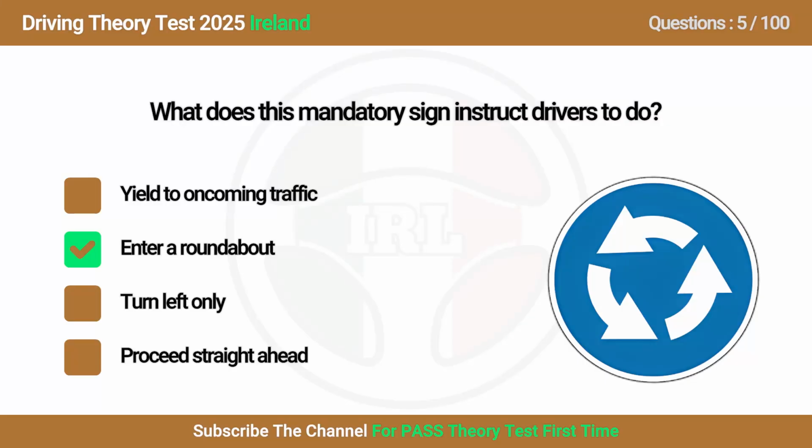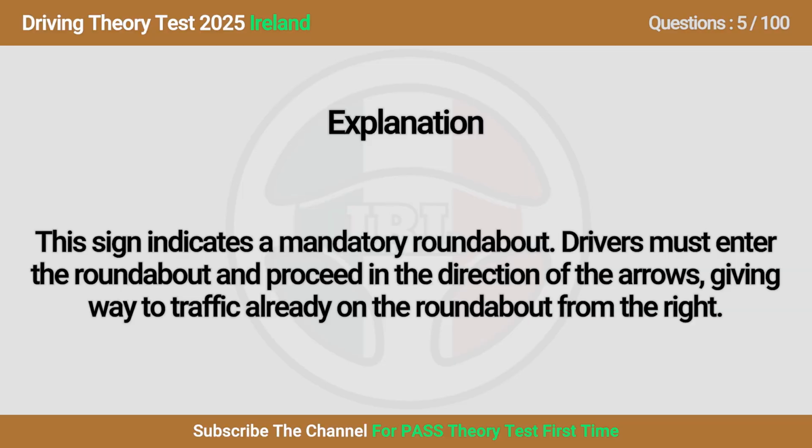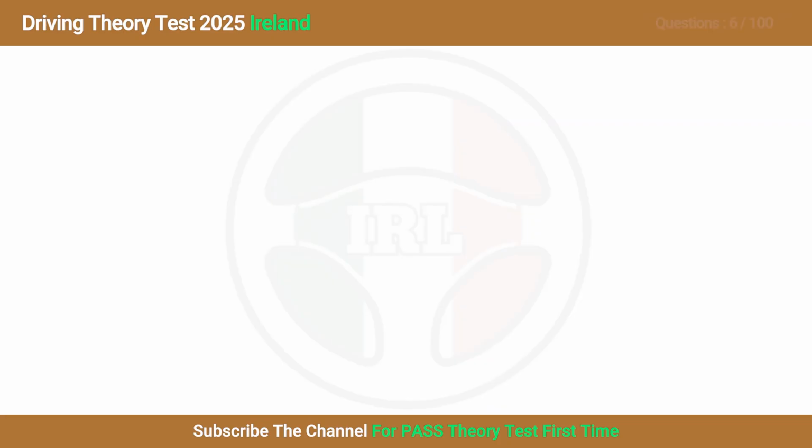Answer is B. Enter a roundabout. This sign indicates a mandatory roundabout. Drivers must enter the roundabout and proceed in the direction of the arrows, giving way to traffic already on the roundabout from the right.